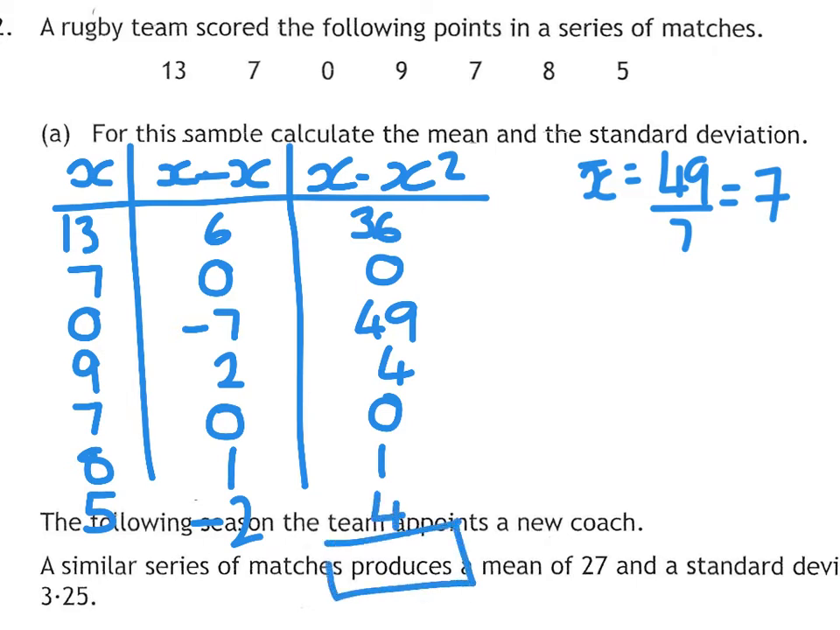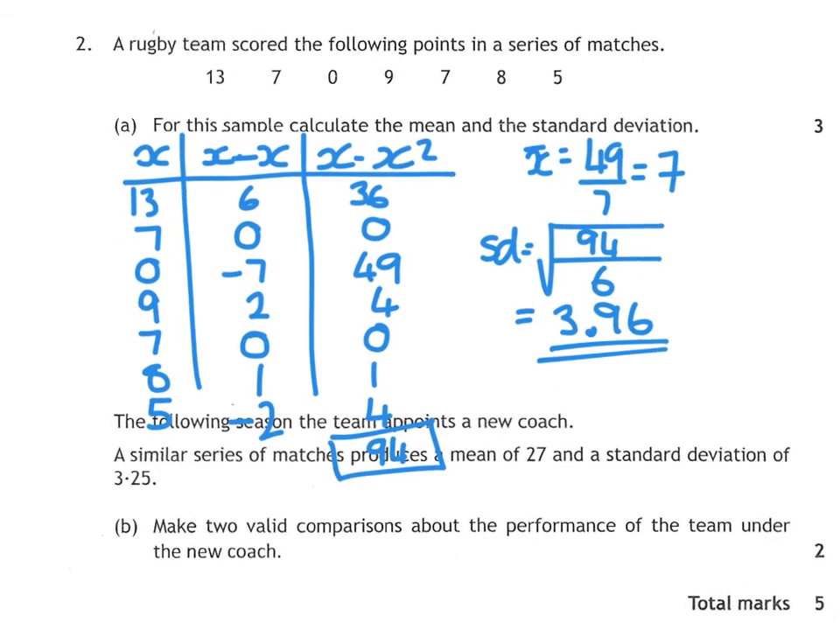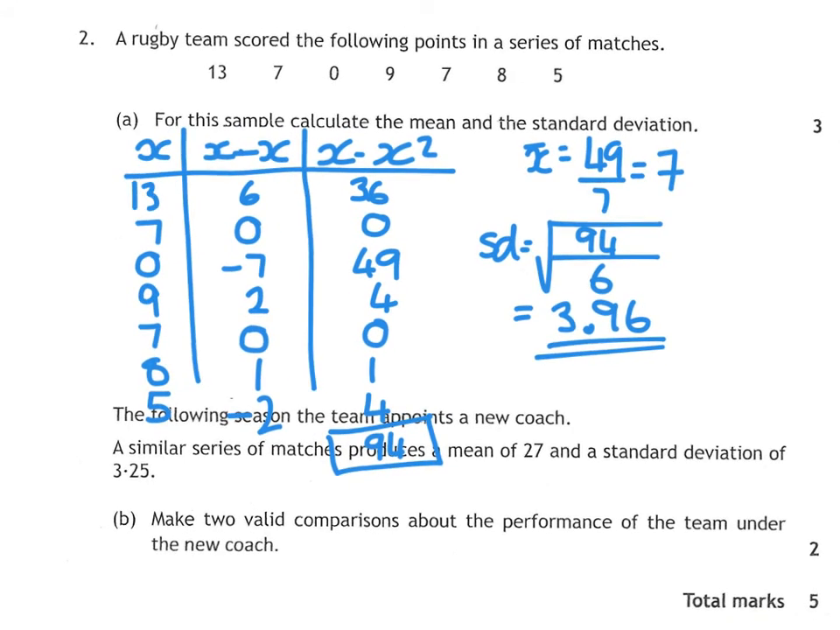And then what I do is I get the total. So add up all these numbers, and I get 94. Now, standard deviation is the sum of (x minus x bar) squared, so it's that total, all over n minus 1. I had 7 numbers in the list, so you do 7 take away 1, so it's 6. So I'm doing 94 divided by 6, and then taking the square root. And it gives me 3.96. I've not mentioned rounding, so I'll just leave it as that. So that was part A, the team for the rugby scores in a series of matches.